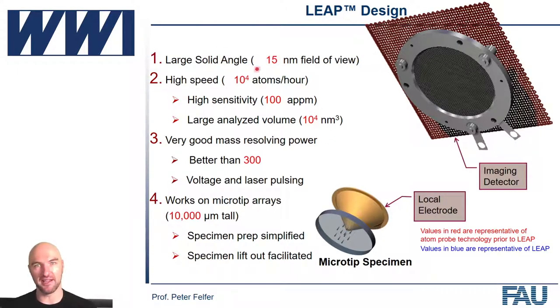What we're getting today with LEAPs is a large solid angle because of the wide angle reflectron or a large detector. Of course, you can buy the large detectors also from other vendors. We have these days about 10 million atoms an hour. You can go faster if you want. Essentially, the detector is not going to be the limiting bit. Our detector can take 5 million hits per second as random hits. So that's not the limitation. We can go to PPM level.